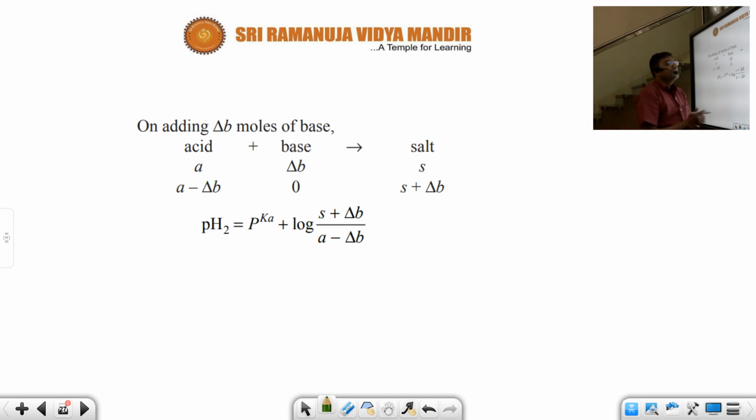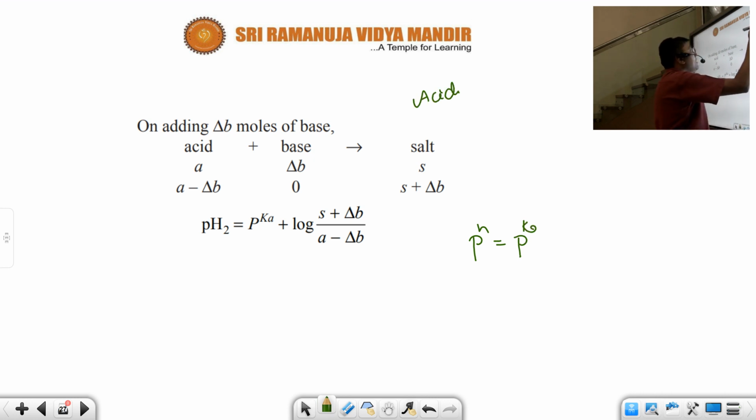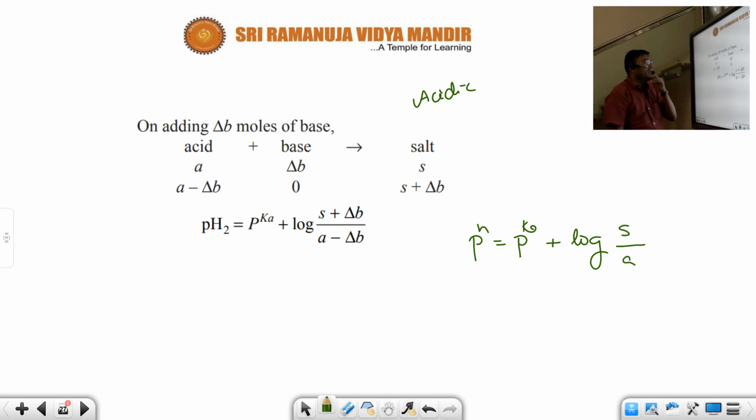Well, students, have a look. pH is equal to pKa for acidic buffer, plus log salt by acid. Salt by acid. Now have a look here. Students, what are you adding now? Help me. You are adding b moles of a base. You are adding a base. When you add a base, listen very carefully, students. See, it is like this.